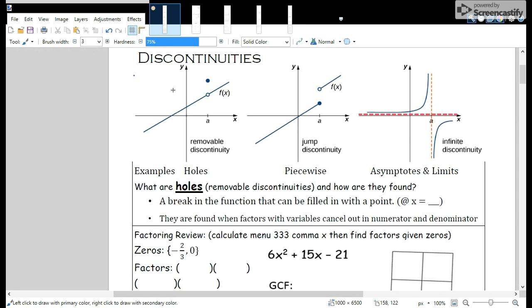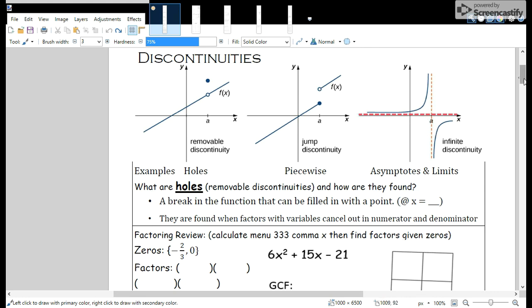Today we're going to talk about discontinuities. There is the removable discontinuity, such as holes. It looks like this. There's jump discontinuity, which is usually from a piecewise function, more than one function put together. And then we have the infinite discontinuity. That is our asymptotes and our limits.